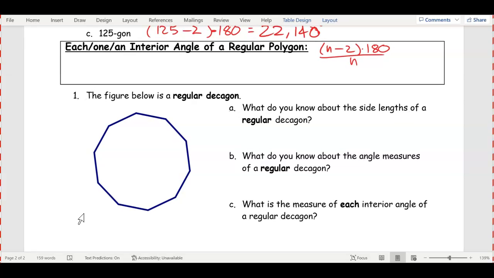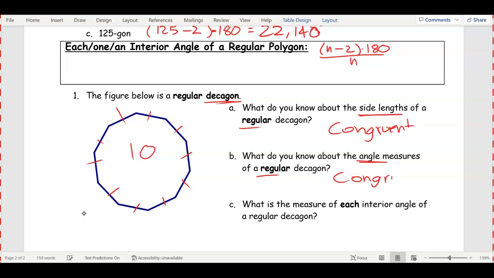Now, this number 1 right here, a decagon is how many sides? 10-sided figure, right? Regular, what do we know about the side lengths? And what do we know about the angles? They're both congruent. The side lengths are all congruent. The angles are all congruent. Go ahead and write those two down real quick. That's what regular means. Everything is the same. Everything is congruent.